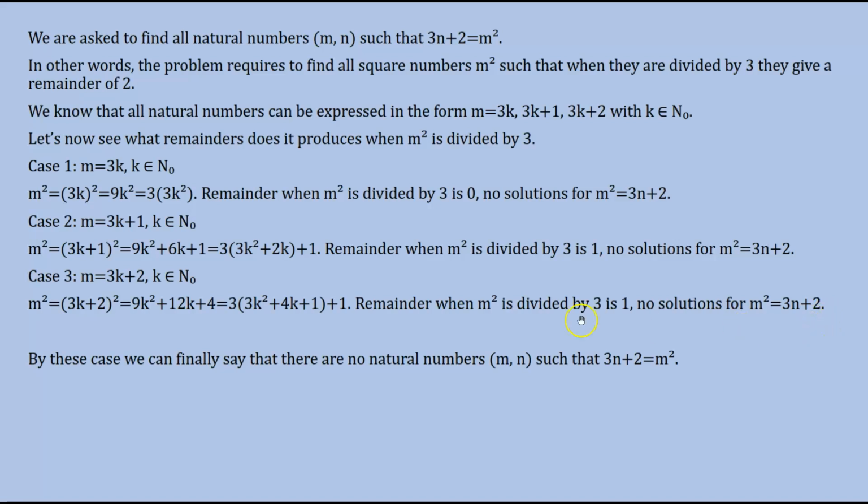So in all three cases that we took into consideration, the remainder of m squared when divided by 3 in the first case is 0, in the second case is 1, in the third case is 1, and is never equal to 2. So this means that we can finally say that there are no natural numbers m and n such that 3n plus 2 is equal to m squared.